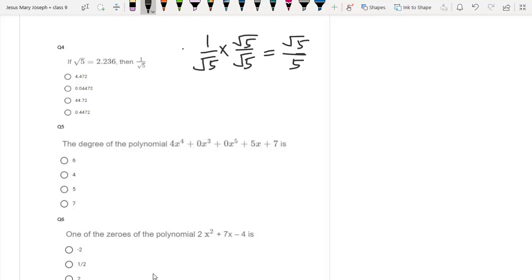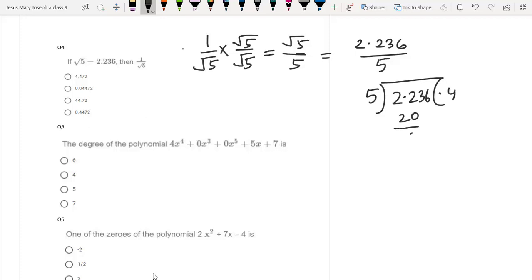Now to find its value, let's put the value of root 5. Value of root 5 is 2.236 upon 5. If you divide, what will you get? Obviously we will have 0.4472, which is the correct answer, that is option number D.